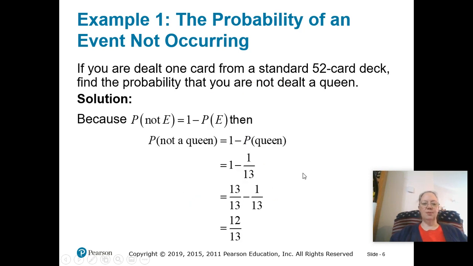All right, so this is basically saying the same thing. So the probability of not being a queen, you take 1, subtract the probability that it is a queen. If you take 4 out of 52, that will simplify to 1 over 13, and get a common denominator and subtract.